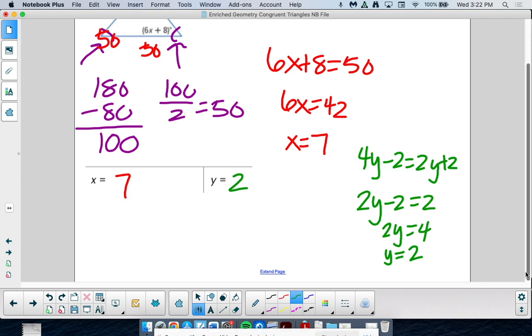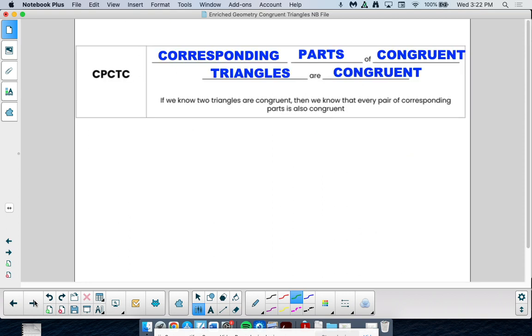Okay, now the last idea we have to talk about today is this thing called CPCTC, right? What did I just say to you? CPCTC. Really, we've been doing this all chapter. We just haven't formally said CPCTC, which stands for corresponding parts of congruent triangles are congruent. Well, we already know that, right?